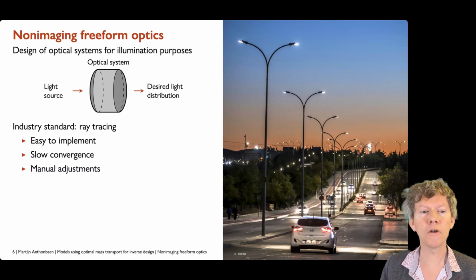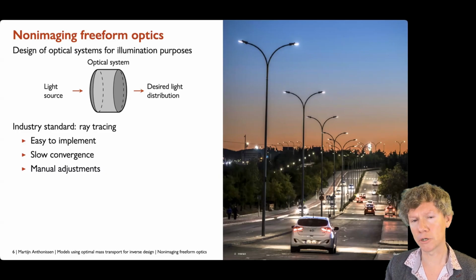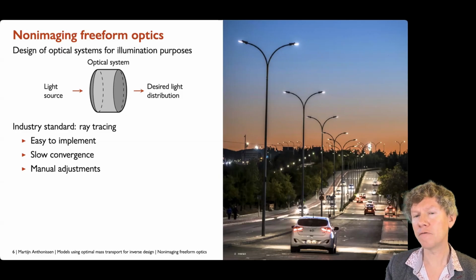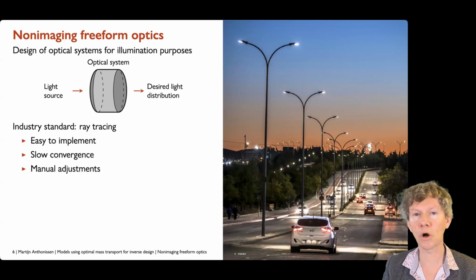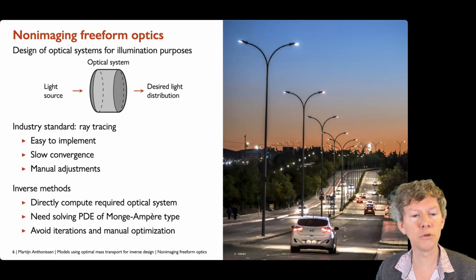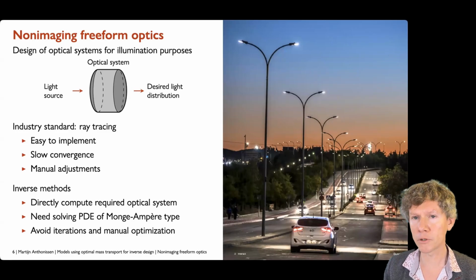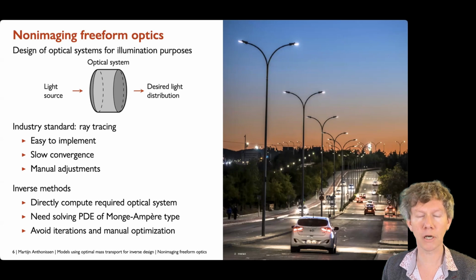The traditional state-of-the-art method is to come up with some design, do ray tracing, and then see if the performance of the optical system is what you want. If not, change it, do ray tracing again, and so come up with an optical design. What we aim to do is directly compute the optical surface, lens, or mirror that accomplishes this. And for that, I will show you in a bit that we need to solve a partial differential equation.